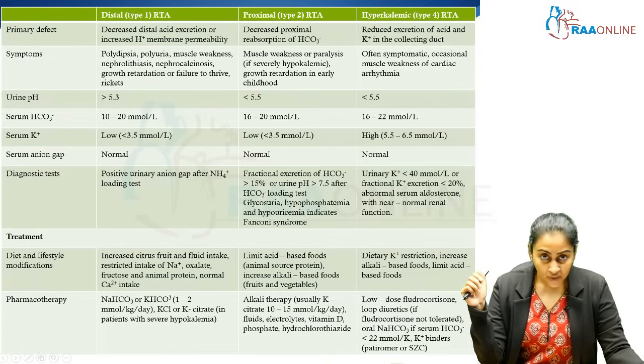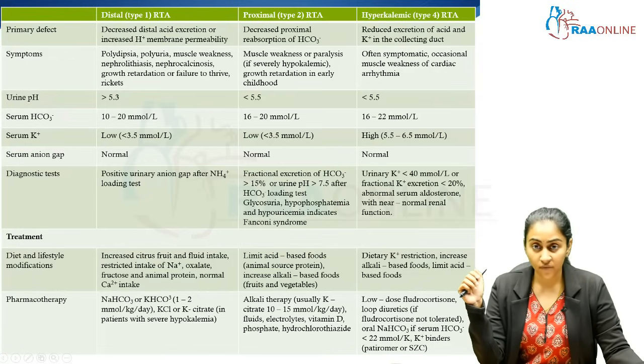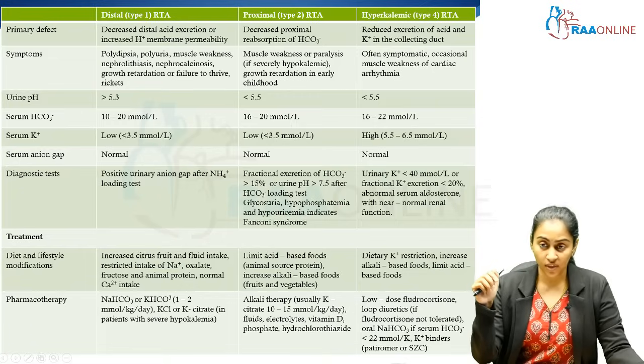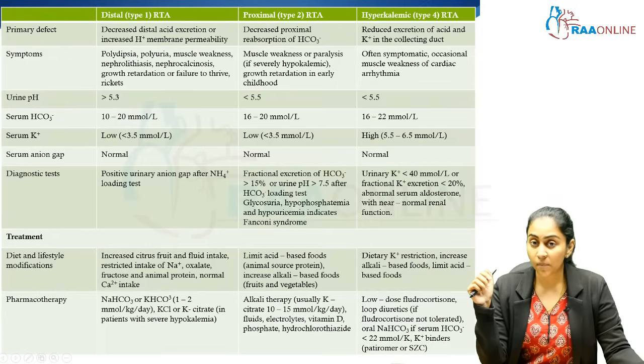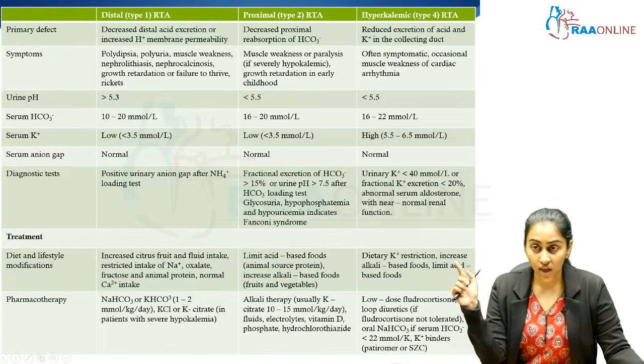Now, when you take urine pH in distal renal tubular acidosis, it is going to be usually above 5.5. In proximal renal tubular acidosis, it is going to be variable, and in hyperkalemic renal tubular acidosis, here again it is going to be acidic, usually less than 5.5. Serum bicarbonate is usually very low in patients with distal renal tubular acidosis, but in proximal renal tubular acidosis and hyperkalemic renal tubular acidosis, it is relatively preserved above 16.